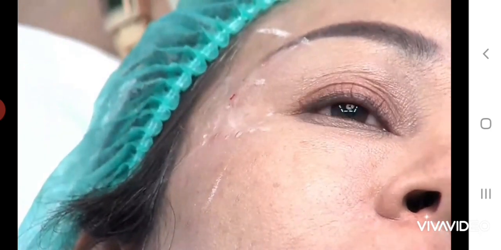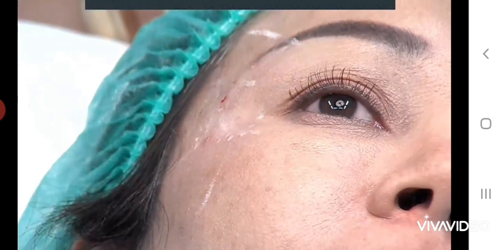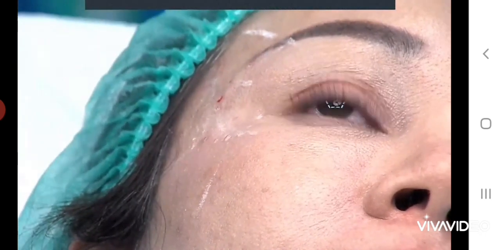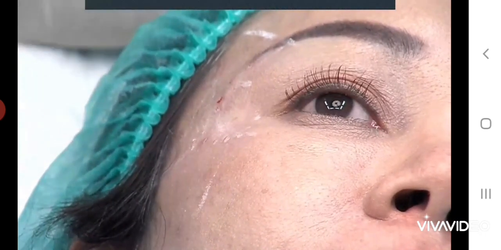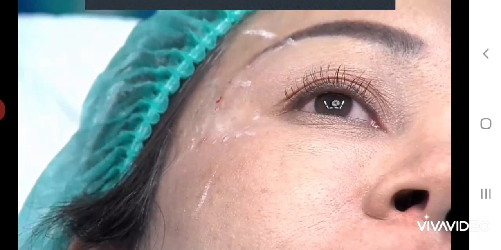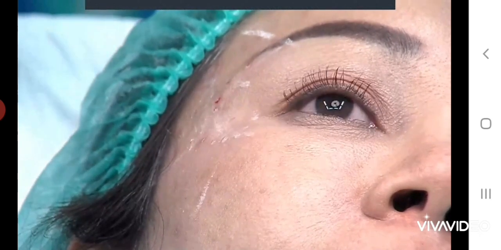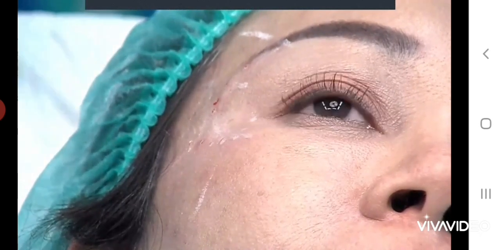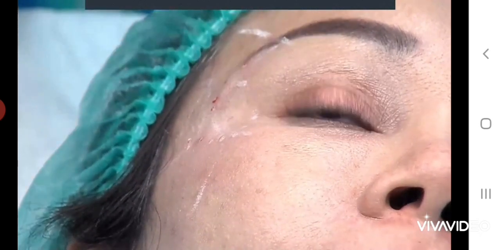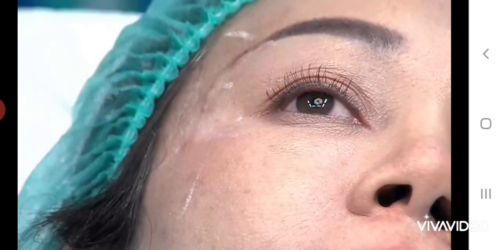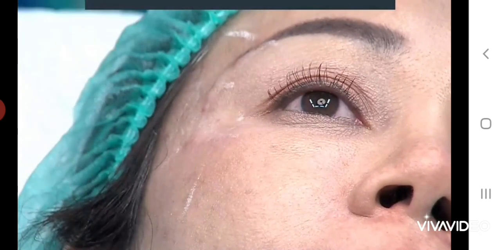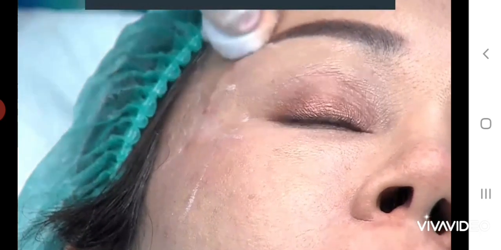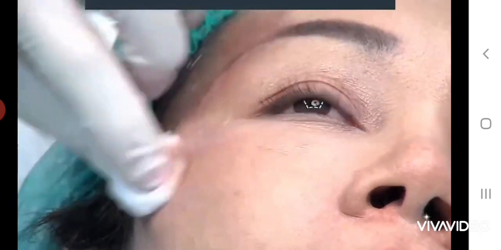So the pattern of the wrinkle injection here is different. It depends on the muscle, and you will make it look more natural. Most patients who get injected look not natural because you don't evaluate the muscle of the patient first, and you don't have a plan for the injection. So it looks unnatural. Okay, finished.